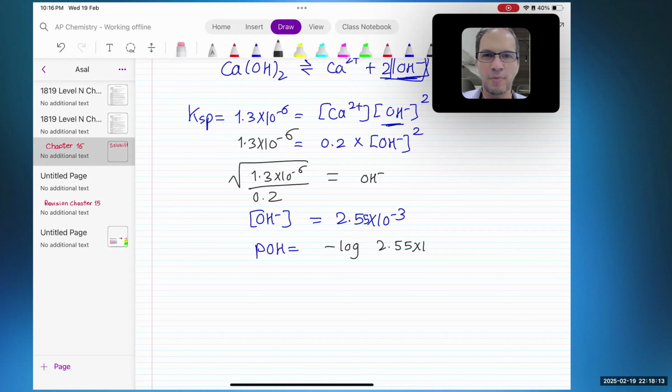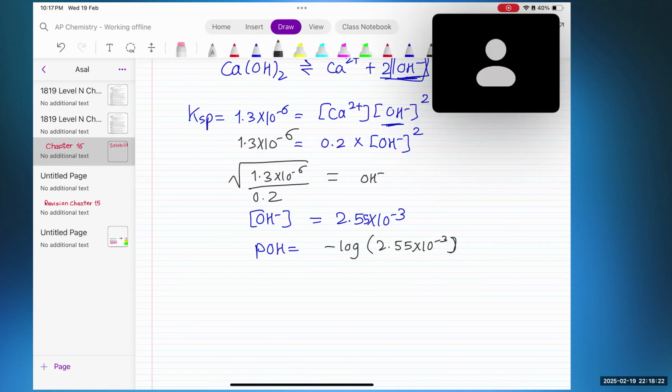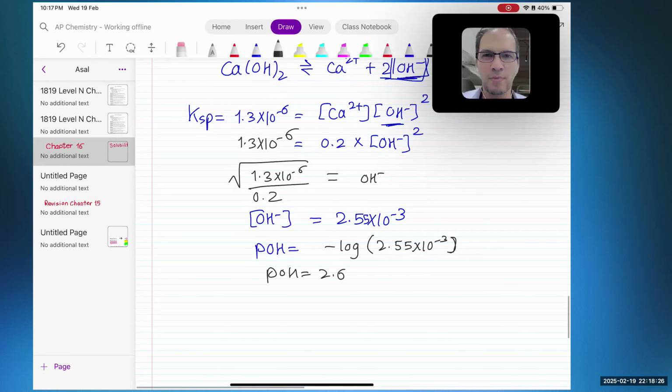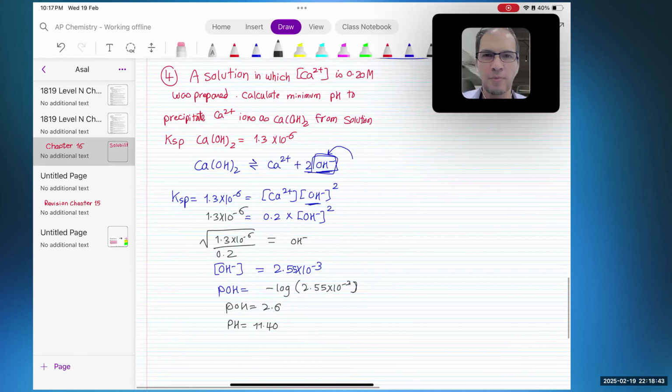I forgot to tell the other students how to reverse it. Taking the log of this value, you get 2.6 for pOH, or 2.59. Then 14 minus that gives 11.4. So the pH equals 11.40. Nice. So this is the pH at which the solution precipitates as calcium hydroxide.